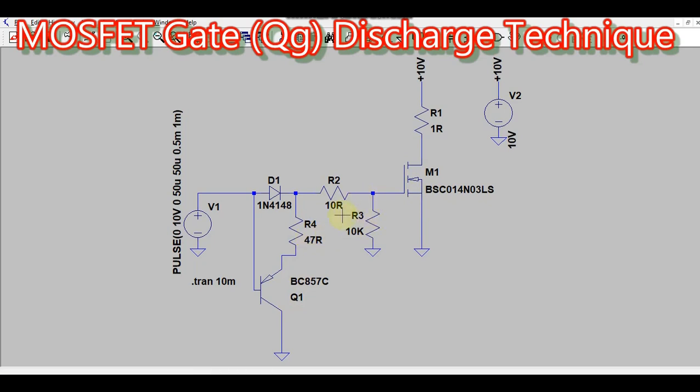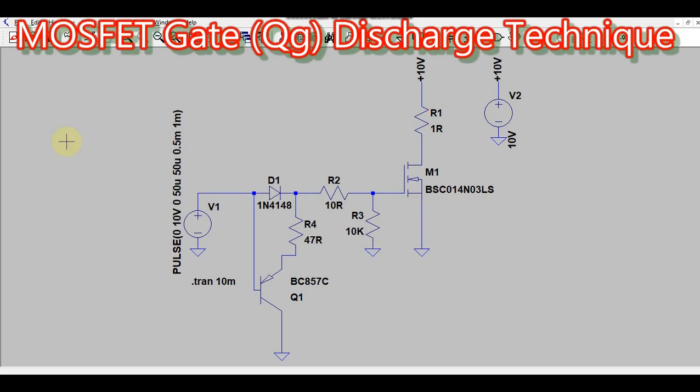It also gets discharged via the resistor R3. Since the value of this resistor is higher, it will take longer time to fully discharge the gate of your MOSFET. So by using this path it may take longer time than by using this path. And if it takes longer time to discharge the gate of the MOSFET, there might be switching losses.